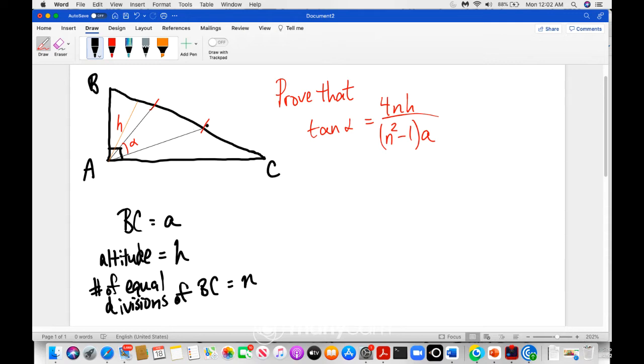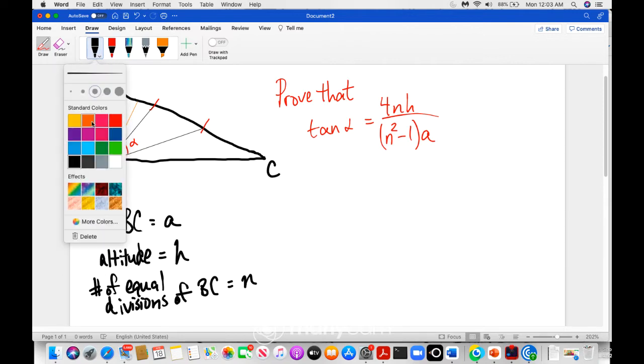And we essentially want to find the tangent of the angle of just that middle segment and prove that it's equal to this formula, 4nh divided by n squared minus 1 times the hypotenuse BC, which is equal to a. So this is quite a complicated problem, and maybe there's a way of doing it easier, and at the end of the video I'm going to ask you to come up with an easier way. But right now, the way I see it, this problem can really be broken into 3 parts.